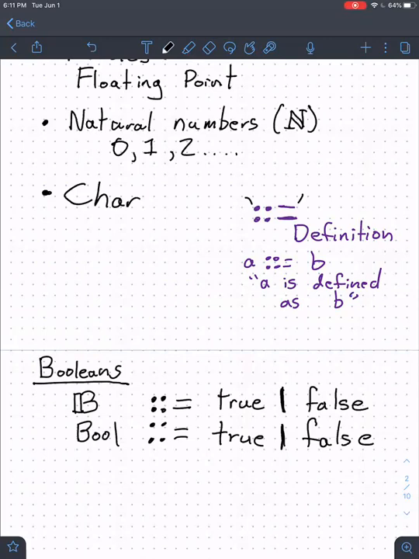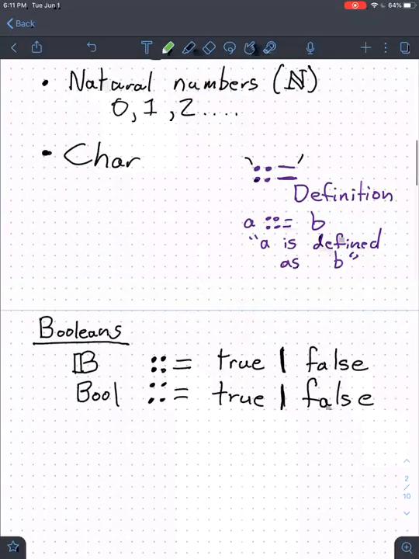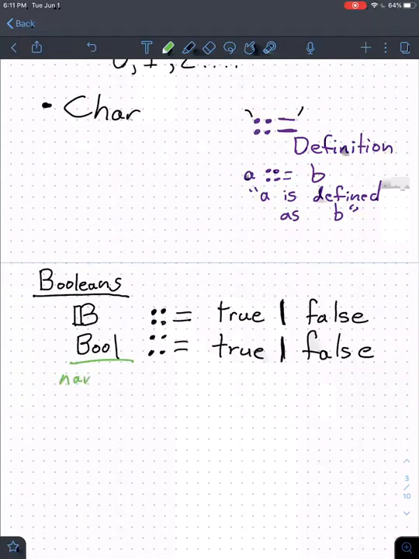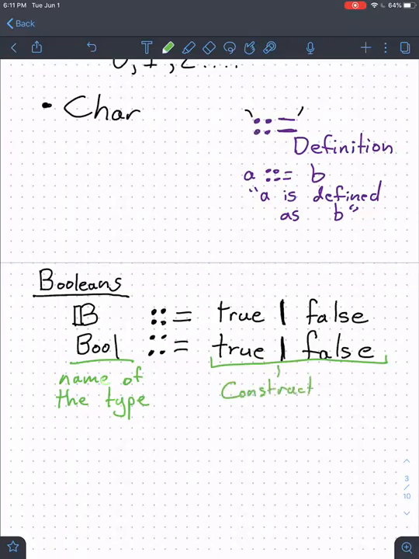So that's the type. What are the parts of this definition? So here we have the name of the type. And then on the right-hand side of that definition, we'll have the constructors or the terms of that type.